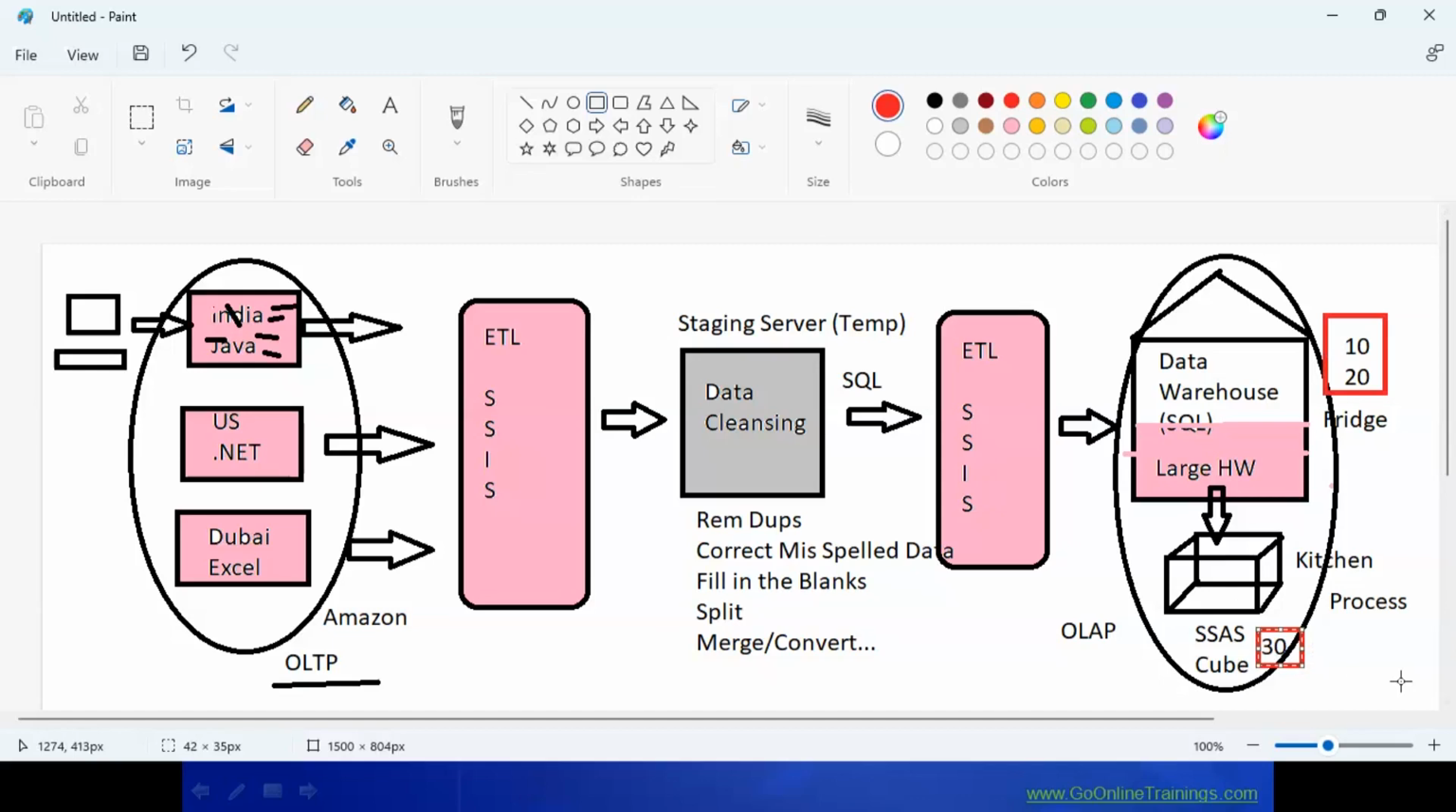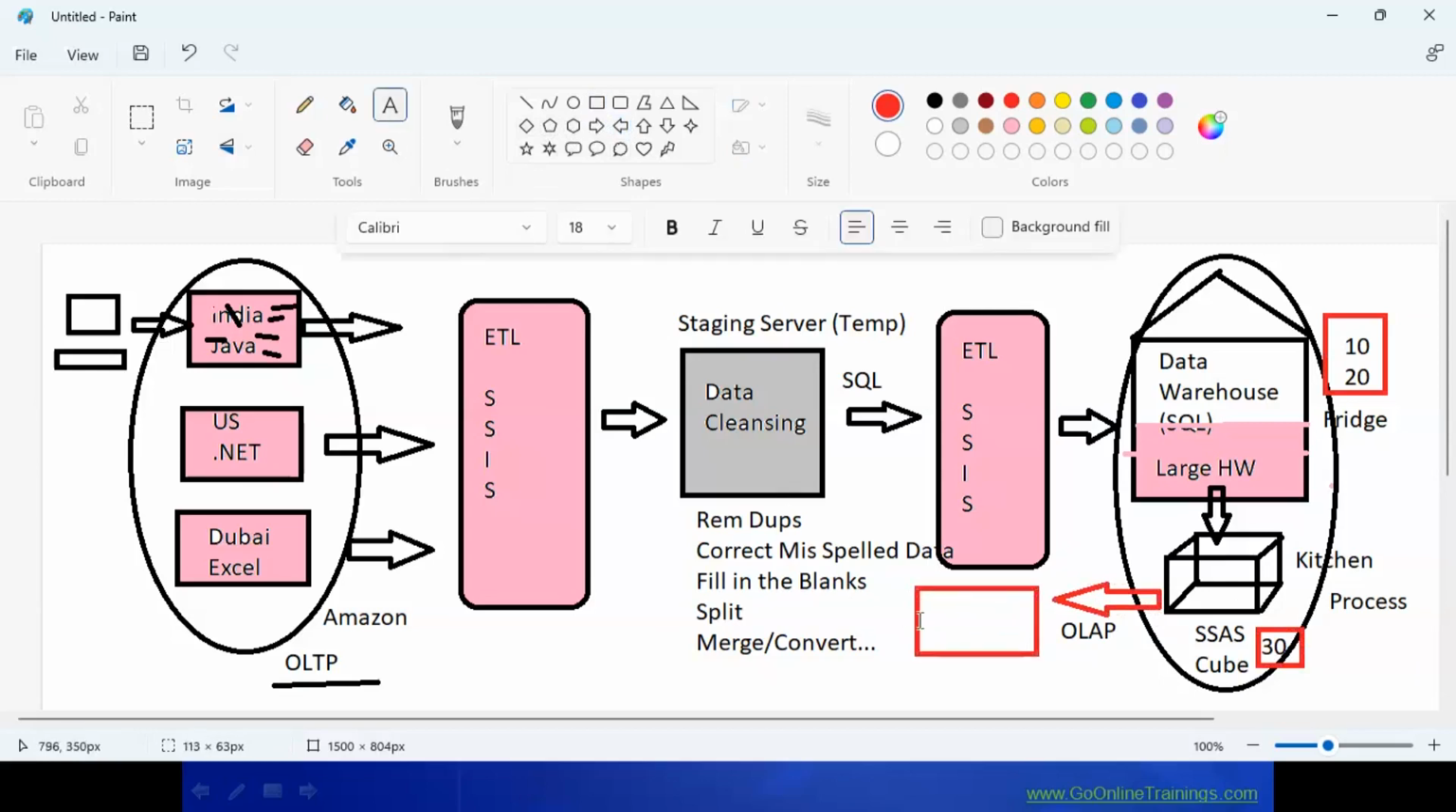The processing, once the food is ready, what do you normally do? You have to serve the food. All the food is available in the kitchen. You take the food and serve it on a good plate. Now this plate is called your reporting tool.